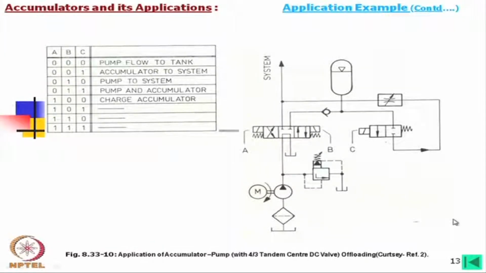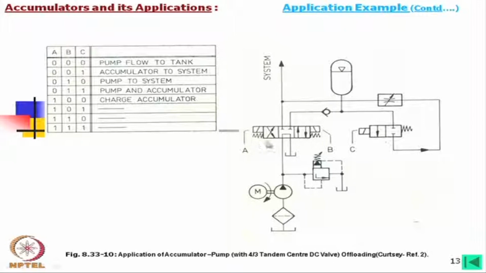Now, another application is that we have a pump with a 4/3 tandem center DC valve. This is a tandem center, which means in normal conditions the oil is going to the tank. So, this operation is written here in a chart. Say A, B, C are the three positions of this valve. What do we have in this system?